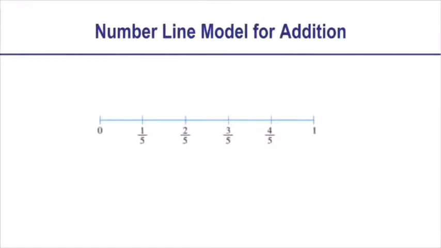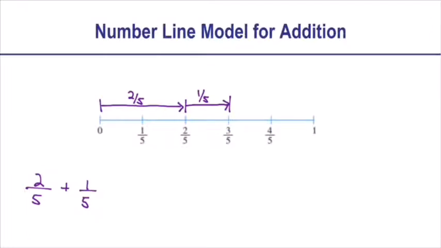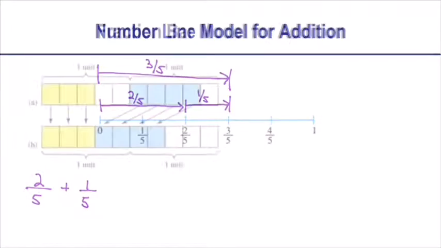And now if we want to add 2/5 plus 1/5 like we did before, we'll just draw one arrow that starts at 0 and goes to 2/5. And we'll add on to that another arrow that starts here and goes 1/5 more. And then you can see that the total is 3/5. So 2/5 plus 1/5 again is 3/5, and that's the number line model.